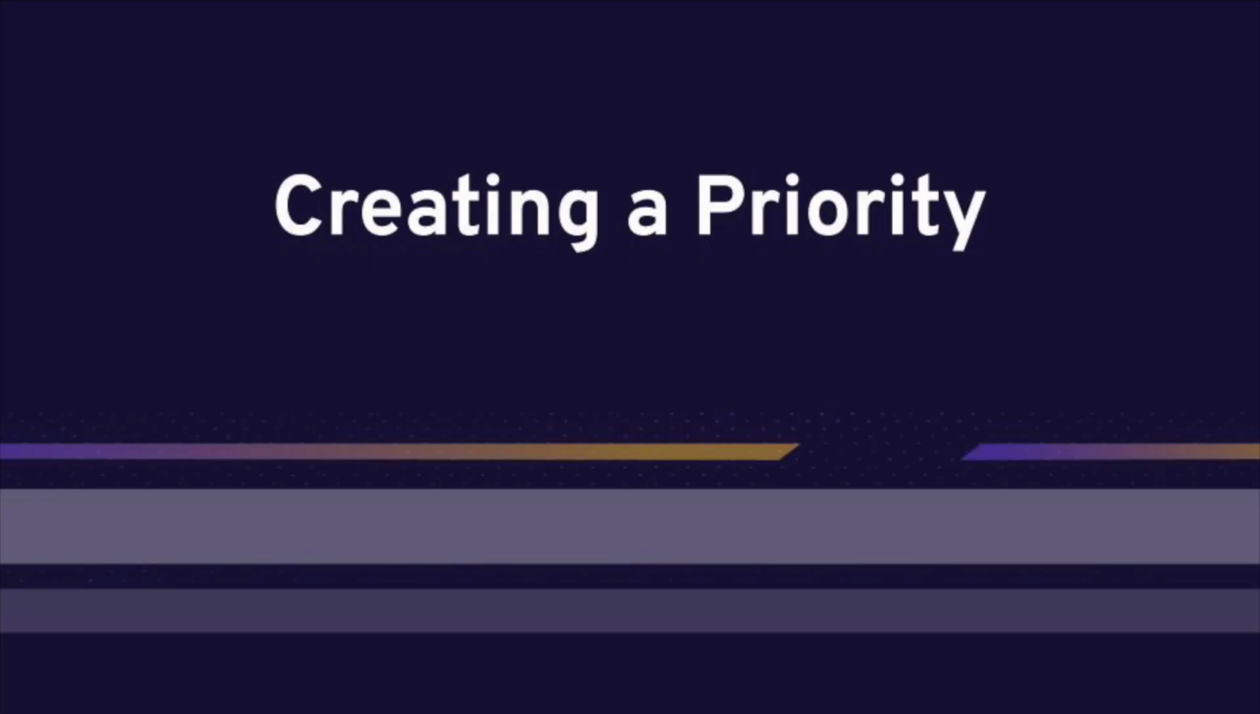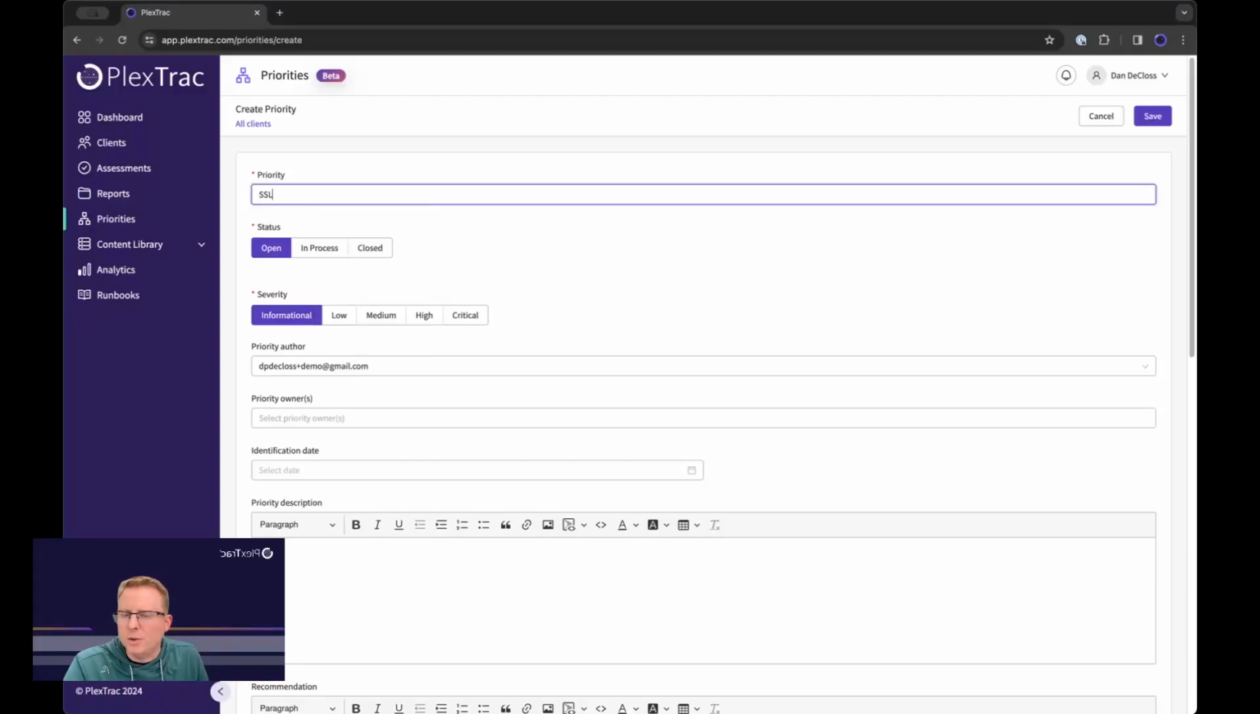So let's dive in to how we go about creating a priority. First, let's just say we know we have some SSL issues that we need to go deal with. So, SSL certificate issues, let's say. And I'm going to leave this in the status of open. I'm going to say that it's a medium. I'm just going to leave myself as the author.